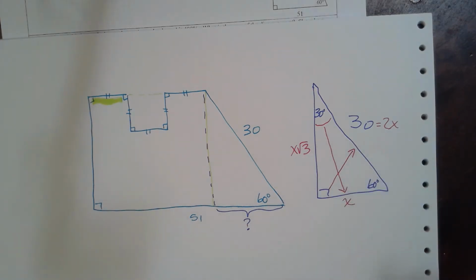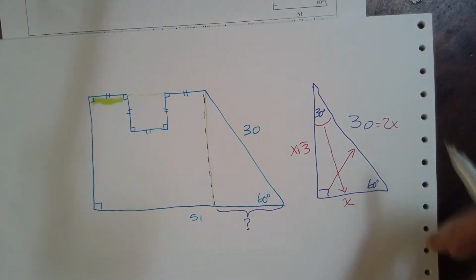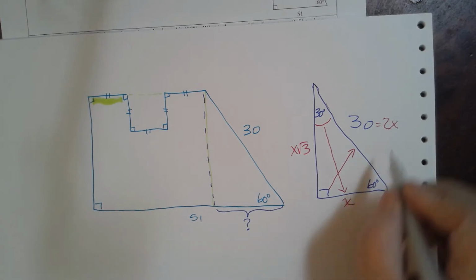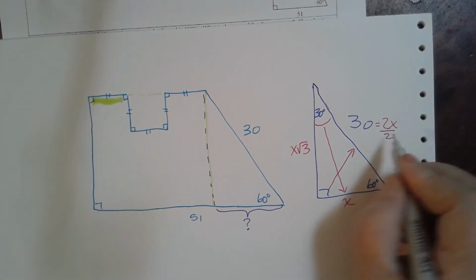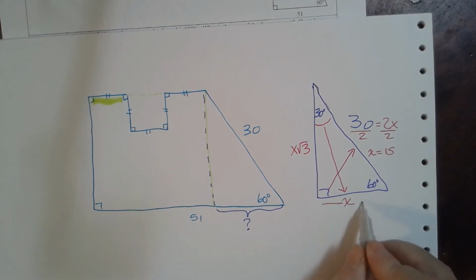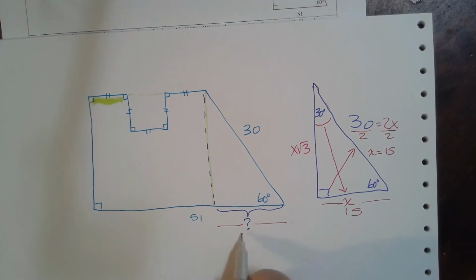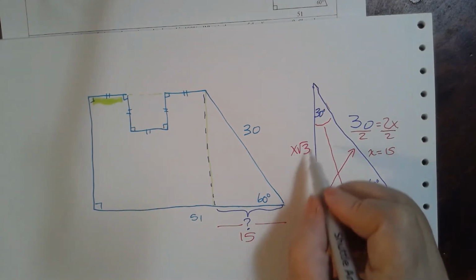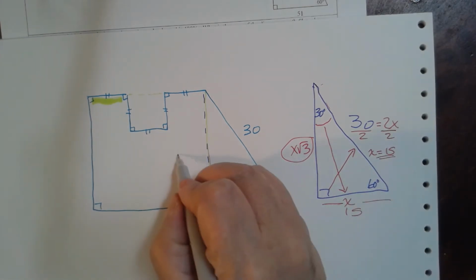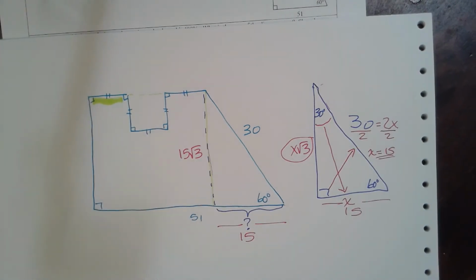And so if I look at these, I don't have anything over here but an x. All I have here is the x square roots of 3. But I do know that this length is 30 units, and it equals twice the length of this. So I can figure out this length if I just divide both of these sides by 2. And so I discover that x equals 15 units. So this distance is 15, which makes this distance 15. We also know that this length, which is this length here, is going to be whatever x is, 15, multiplied by the square root of 3. So I'm going to go ahead and write that on my diagram as well.